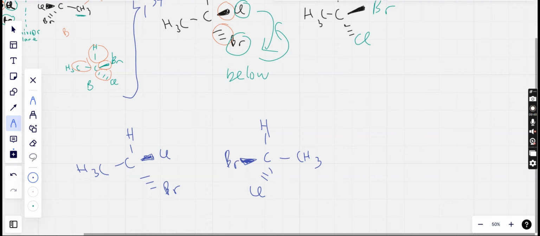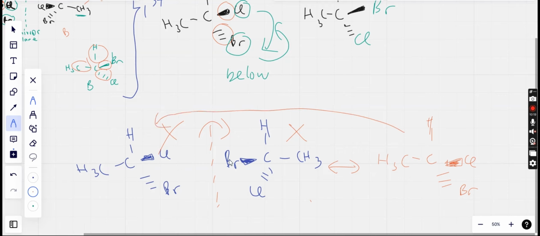And this is actually wrong. Because if you mirror it and then you flip these two, you will get back the same molecule. So this is actually the same as what you started with. You get back the same thing. So please be very careful when you draw.